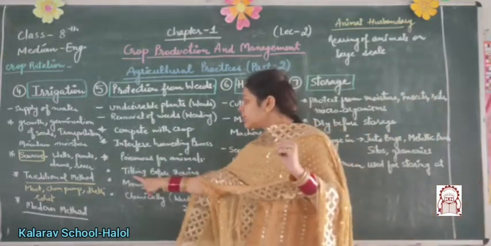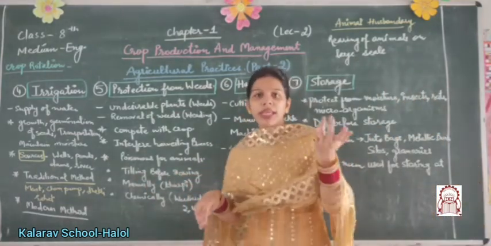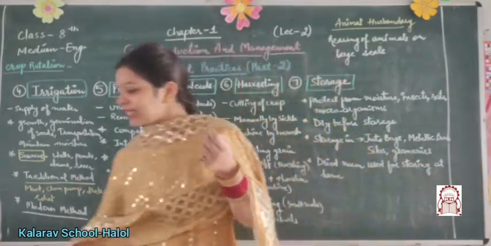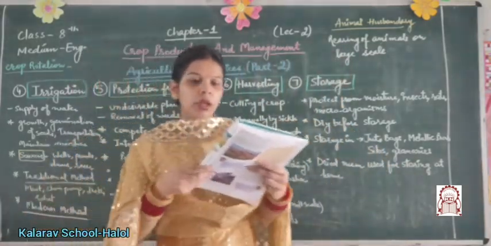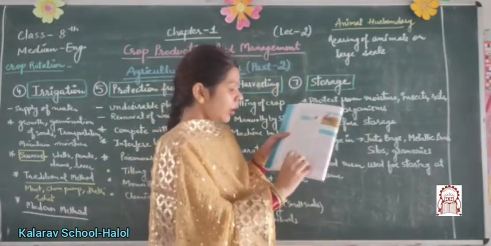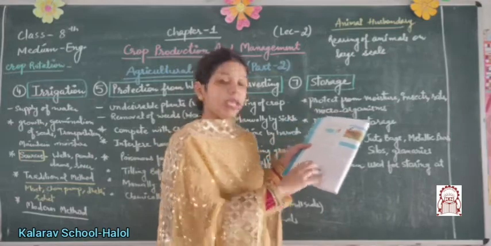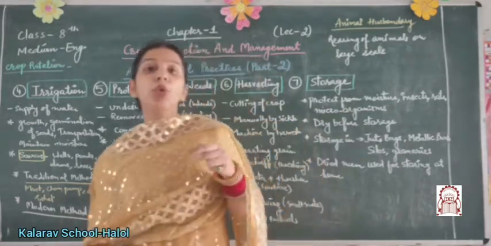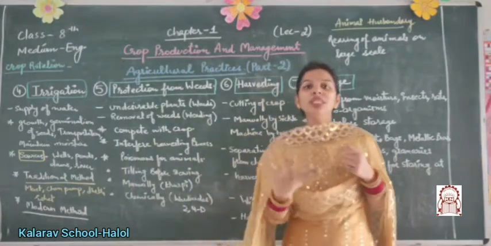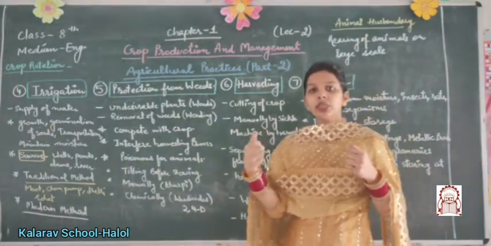Firstly, number 1 is tilling before sowing. So tilling is just digging it up with a khurpi. You can see here it is on figure 1.2b. We have already done plowing, the process by which we loosen and till the soil.